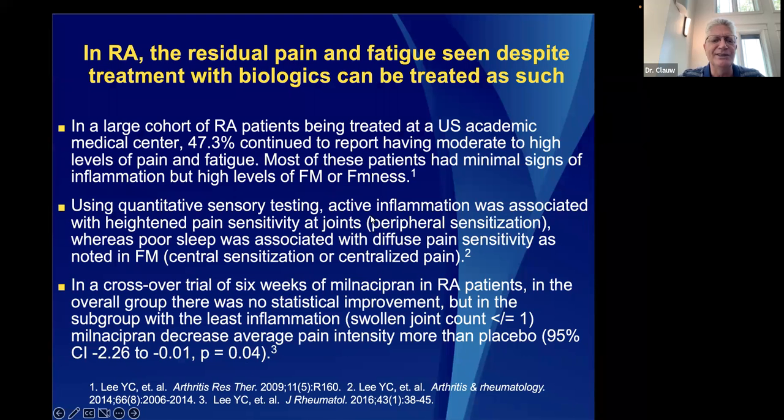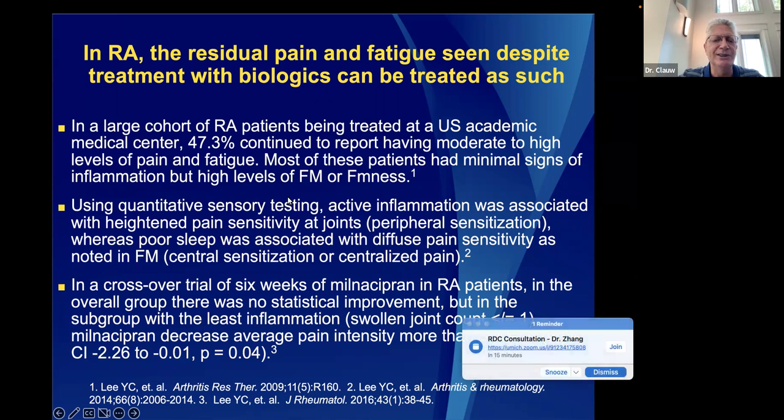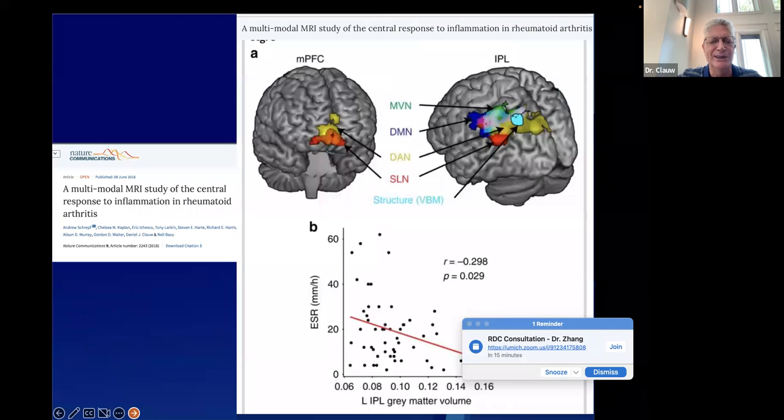This is a series of studies done by Yvonne Lee showing that there's a big subset of people with rheumatoid arthritis or lupus, any autoimmune disease, that even after we treat them with these really effective drugs, these biologics that have been developed, a lot of these people don't really get much better, and it's because they have central sensitization or nociplastic pain, and we can actually see that in the brain.